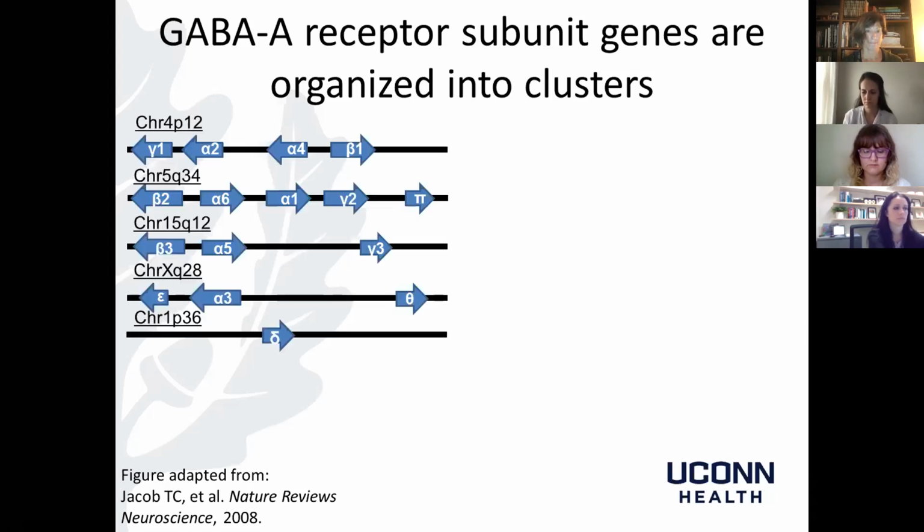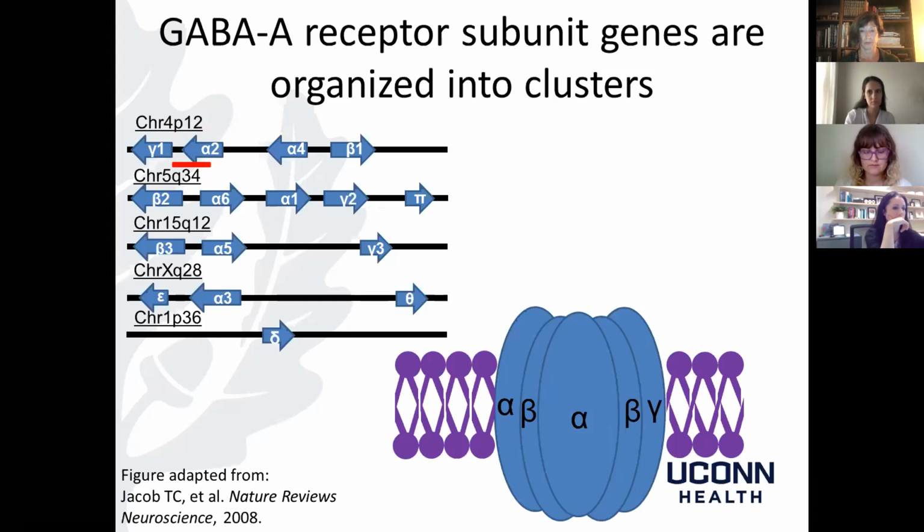And that is shown by my poor artwork on the left. And as I mentioned, the cluster that we're interested in is chromosome 4p12, which contains the genes GABA gamma 1, GABA alpha 2, GABA alpha 4, and GABA beta 1. And the arrows indicate the direction of transcription. More specifically, the alcohol use disorder associated haplotype block is marked in red, and that extends from the middle, approximately, of GABA alpha 2 into the intergenic region between alpha 2 and gamma 1.